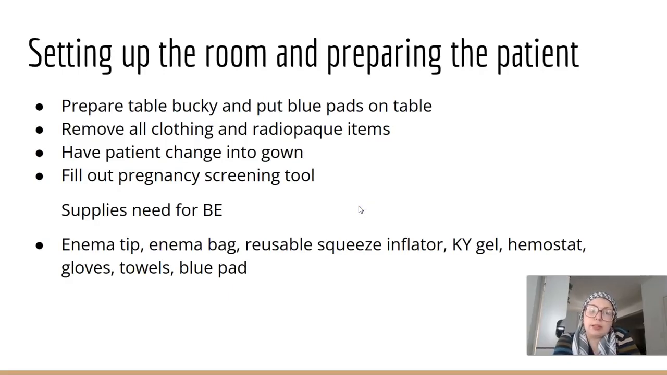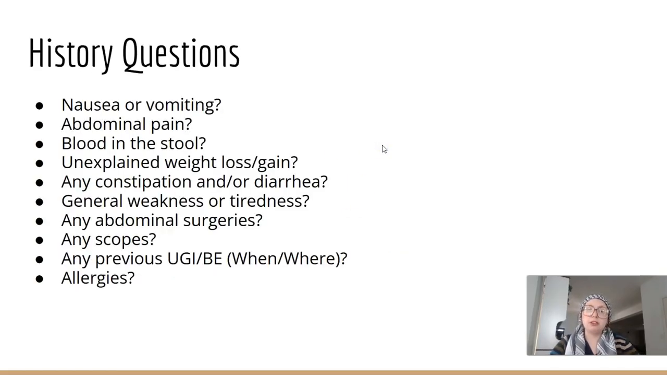For the room, we want to set it up so we prepare the table bucky and put blue pads on the table. Remove all clothing and radiopaque items and have the patient change into a gown. We want to fill out the pregnancy screening tool if needed. The supplies for the BE: we want to get an enema tip, enema bag, reusable squeeze inflator, KY gel, hemostat, gloves, towels, and blue pads ready.